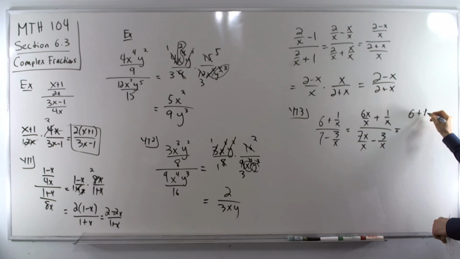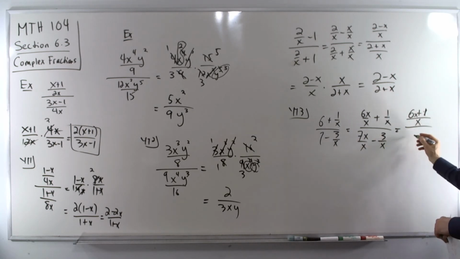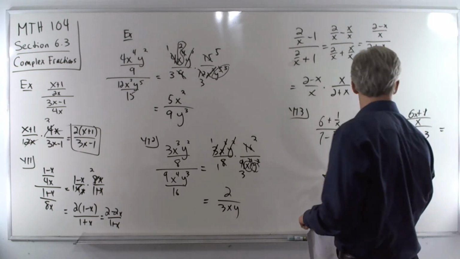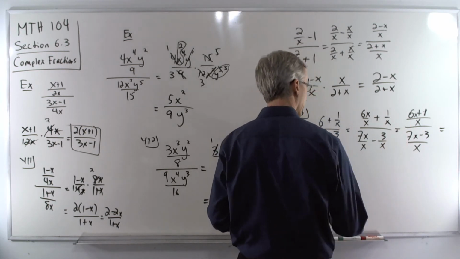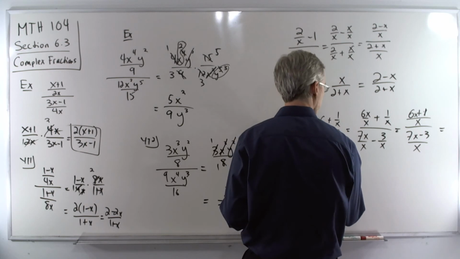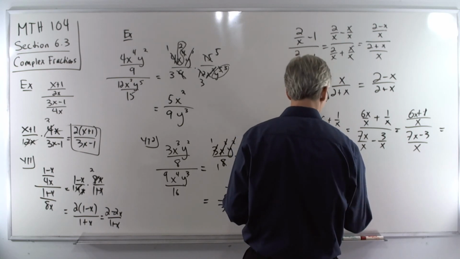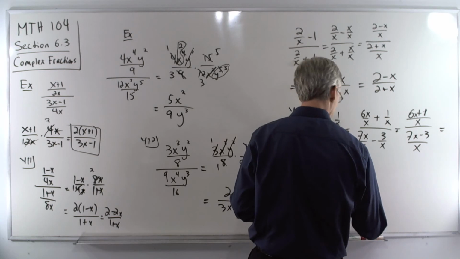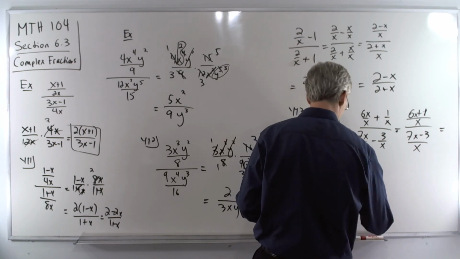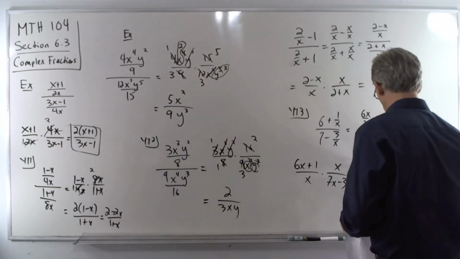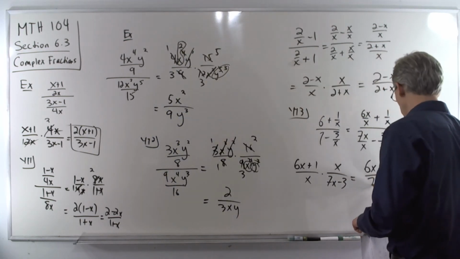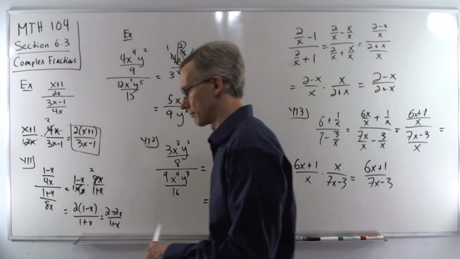Now we can combine 6x plus 1 over x, and the bottom is 7x minus 3 over x. Now that we have a single fraction on the bottom and top, now we can convert to multiplication. Don't do it until we have a single fraction on both the numerator and denominator. Right, convert to multiplication, x's cancel, and we got 6x plus 1 over 7x minus 3.